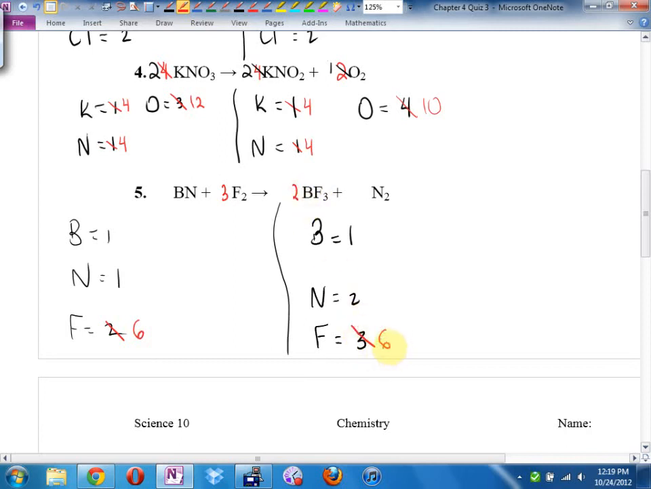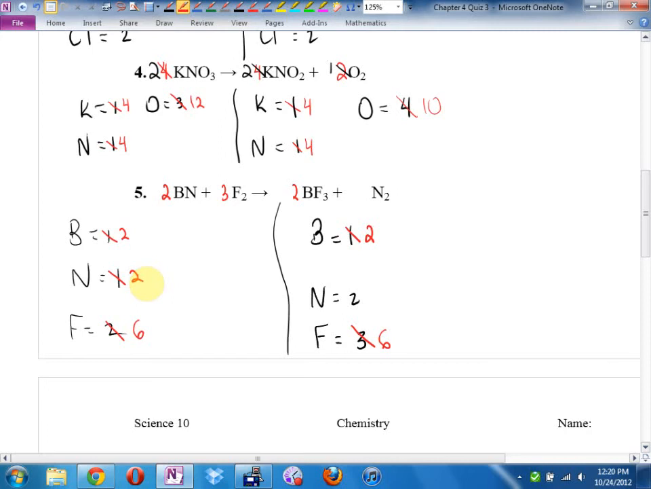That's going to give me 6. But that's going to domino here. That's going to give me 2 of those. Oh, put a 2 here. That's going to give me a 2. Oh, and that's also going to give me 2 of those. And, oh! Are we balanced? We are. 2BN plus 3F2 becomes 2BF3 plus N2, or 2 boron nitride plus fluorine becomes, well, I'll let you read the rest of it out loud.